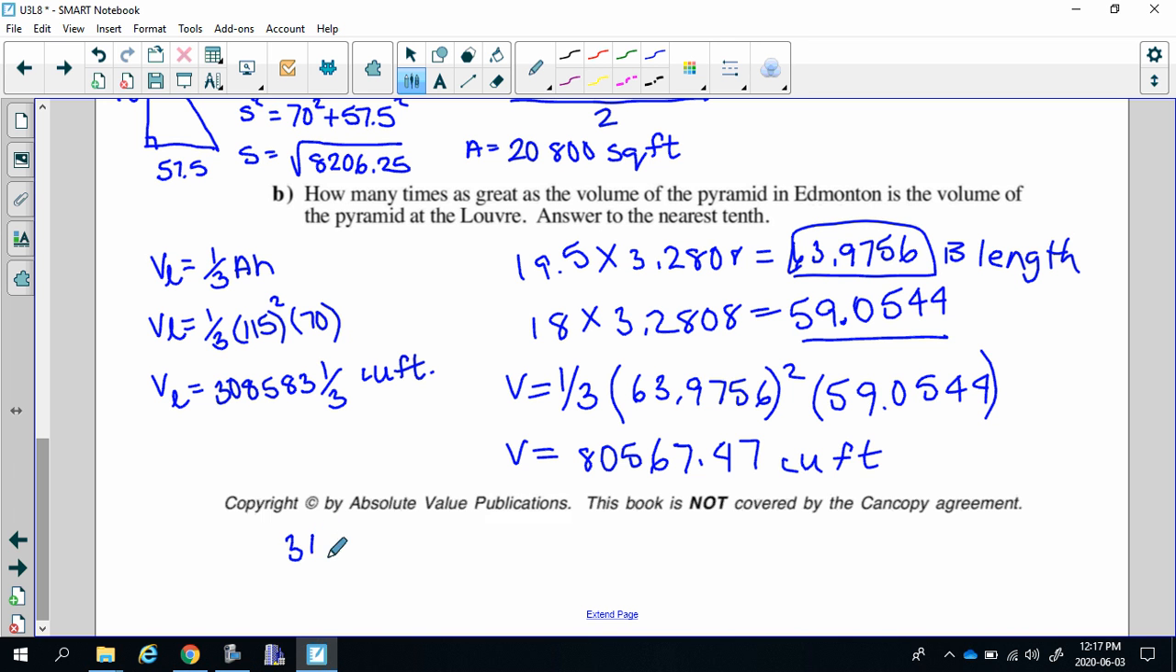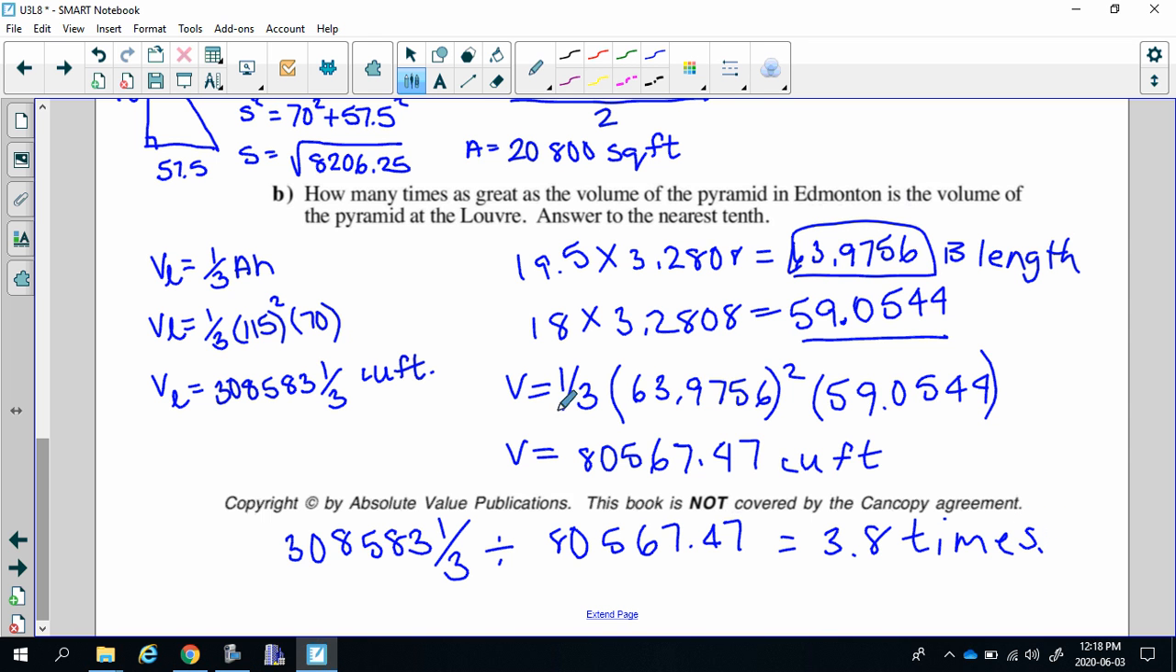And then I had to find out how many times greater this one is. So I did 308,583 and 1/3 divided by 80,567.47, which gave me 3.8 times. So the pyramid at the Louvre is 3.8 times bigger than the one in Edmonton.